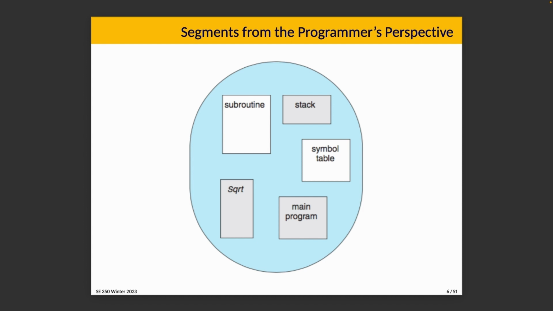The segments in your program from the programmer's perspective look something like this. We have our main program, we have a stack, we have a symbol table that's used to look things up, and then we have some subroutines that are linked in, such as square root, because the linker has taken the implementation of that from the library and added it to your application, recognizing that this is something we might want or need. Okay, so segments.